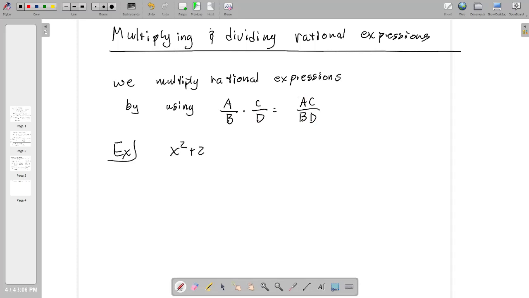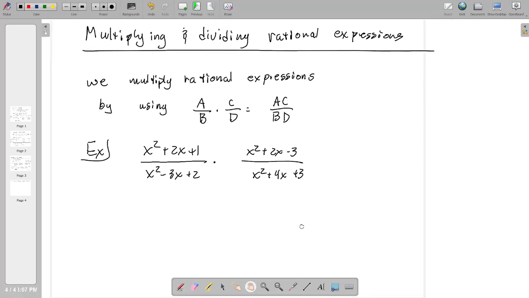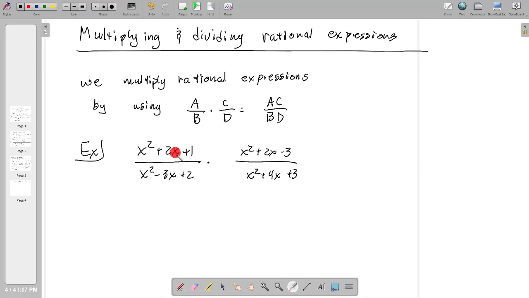x squared plus 2x plus 1 divided by x squared minus 3x plus 2 times x squared plus 2x minus 3 divided by x squared plus 4x plus 3. Now we need to factor each of these terms. I mean, technically we don't have to in order to multiply, but if we're going to simplify the expression to its simplest terms, then we want to factor it so that we can cancel whatever we can.